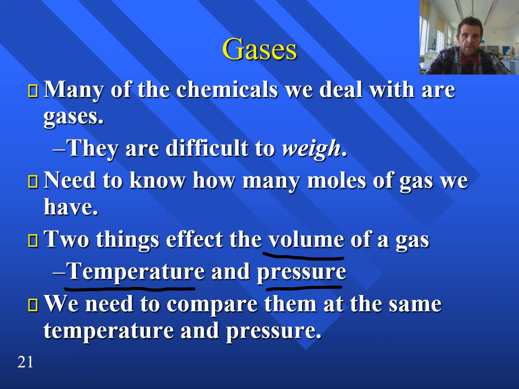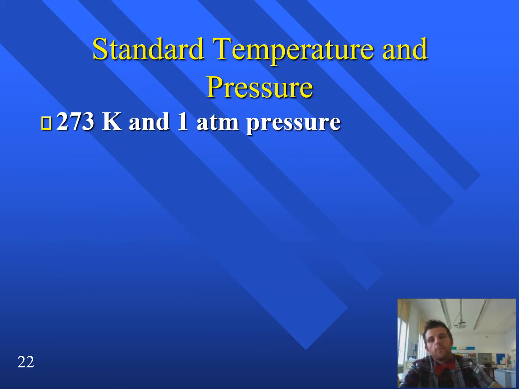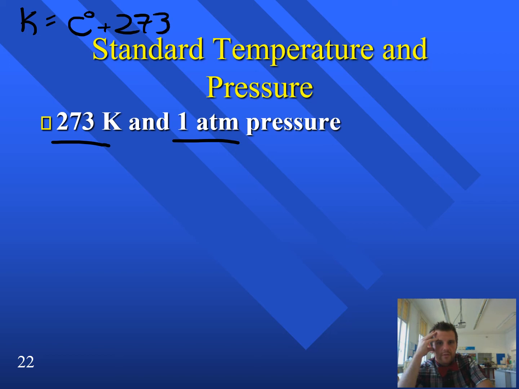So what we end up doing is we come up with a standard set of conditions. What we say is standard temperature and pressure. We've decided that 273 degrees Kelvin and 1 atmosphere of pressure is our standard conditions. We call this standard temperature and pressure. Kelvin is probably a new type of unit for you all. Just know that if you need to convert to Kelvin from Celsius, Kelvin is equal to whatever the Celsius temperature is plus 273. So you just add on 273 and then you're going to be in Kelvin.